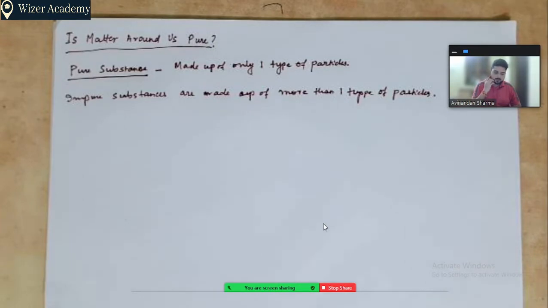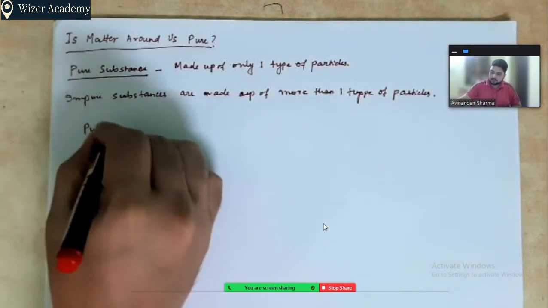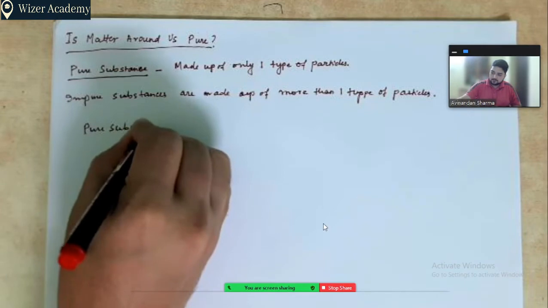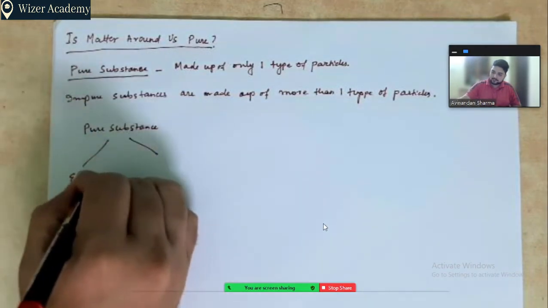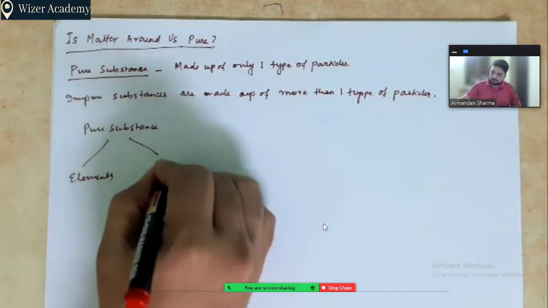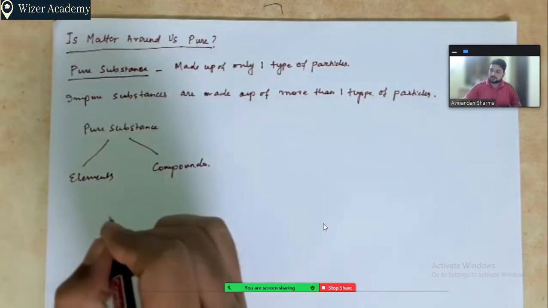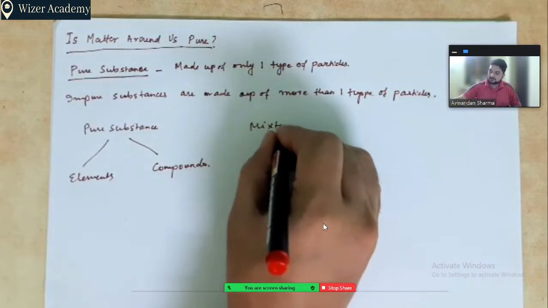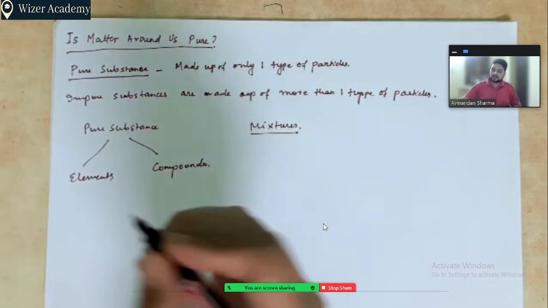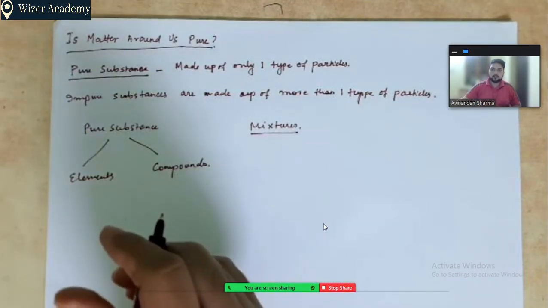So let us now consider the different types of mixture. Now the pure substances are of two types. First is elements and second one are compounds. These are the types of pure substances, and impure substances are known as mixtures, in which the different elements and compounds are physically combined together and they form the mixtures.